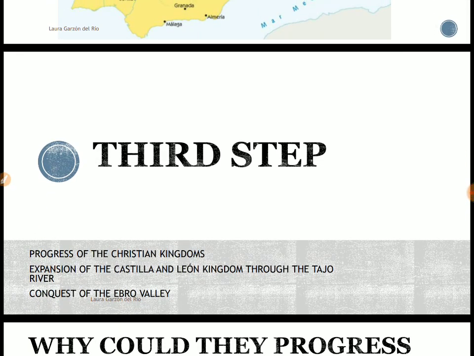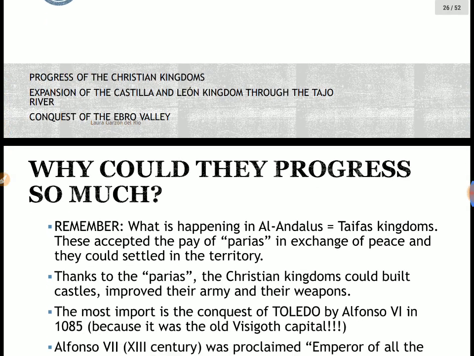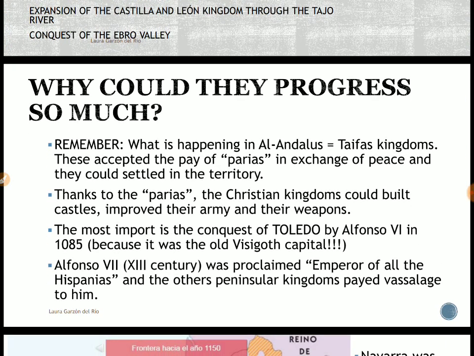The third step: we are going to see how the Christian kingdoms are now bigger, how they progress, the expansion of Castilla and León through the Tajo River, and what happened in the east through the Ebro Valley. Why could they progress so much? You have to remember what was happening in Al-Andalus, the Taifa kingdoms. The last thing was Almanzor, so after Almanzor, we have the Taifa kingdoms.